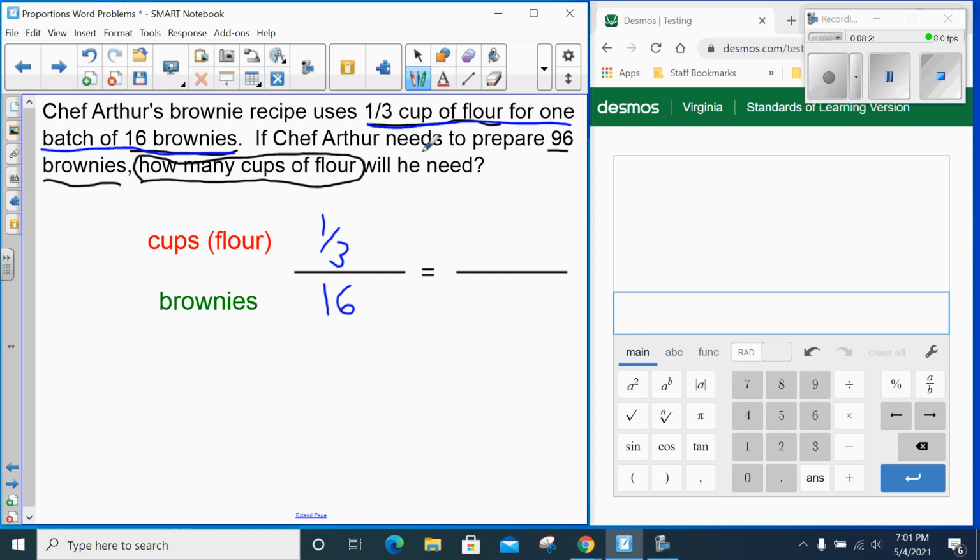Now the next part says, if Chef Arthur needs to prepare 96 brownies, how many cups of flour will he need? So this number 96 is talking about brownies. So do I want to put it in the top or the bottom? I'm going to write it in the bottom because that's where all my numbers that represent the number of brownies should go. Now, I don't know how many cups of flour I need for that amount yet, but I can cross multiply now to solve. So don't worry about this fraction because you've got Desmos to help you. We're literally going to do 1/3 times 96.